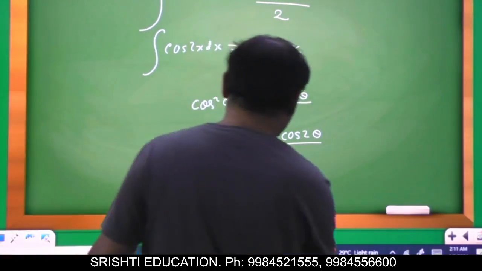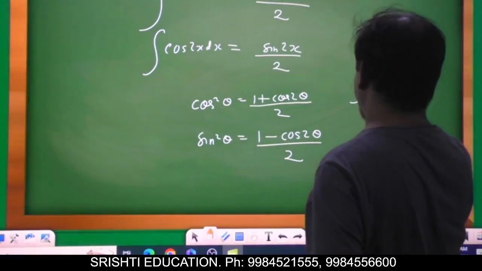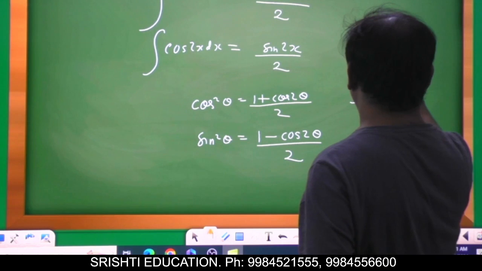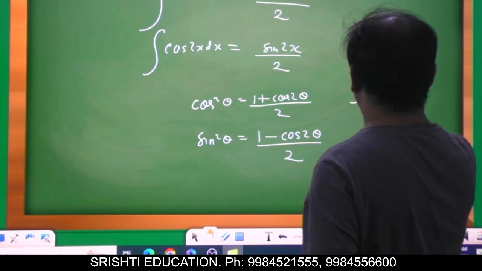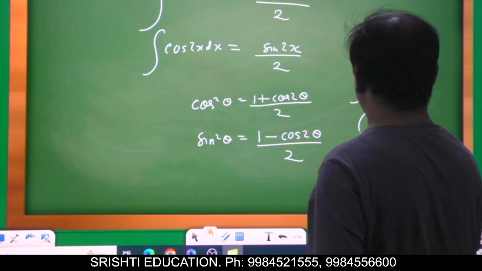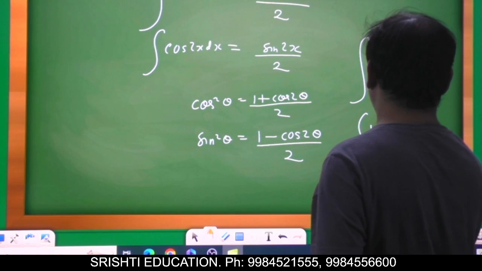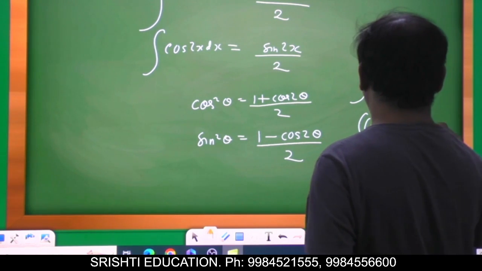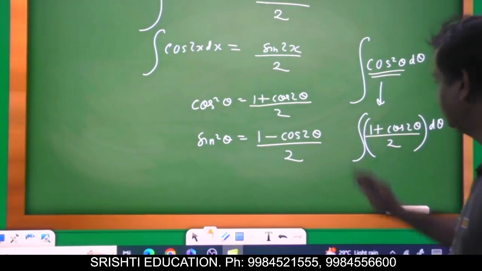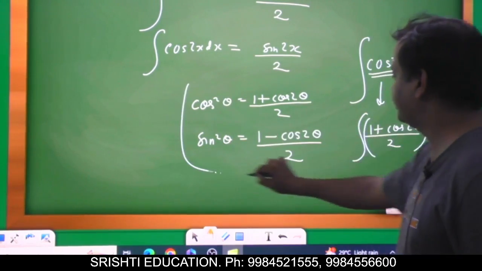So see, when you are integrating cos square theta d theta, you can use this formula. So it will be 1 plus cos 2 theta by 2 d theta, correct? We are simply using the basic trigonometric formula.